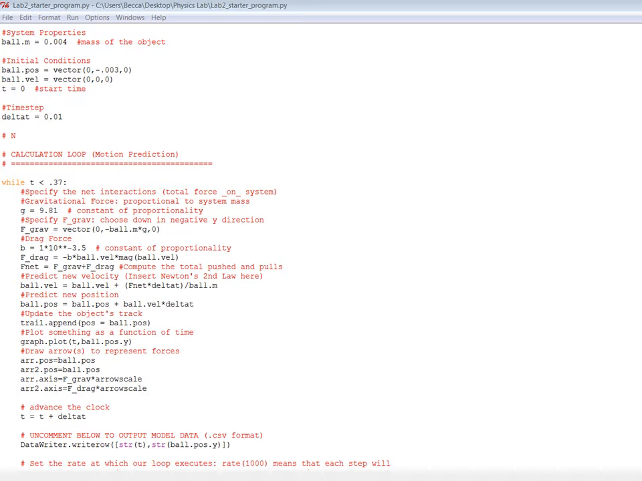Here is my code. To predict the force of gravity, I used the equation mass times gravity, and since it was moving in the negative direction, I made it negative. To predict the drag force, I used the equation negative b times velocity times the magnitude of the velocity, where b was a constant. I ran it while t was less than 0.37 seconds, because that's how long my videos lasted, and plugged in the initial conditions of each ball.